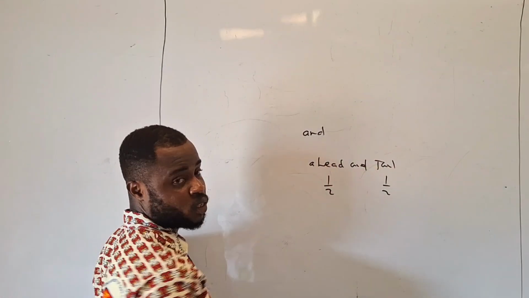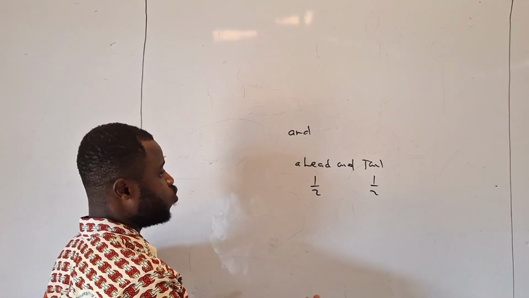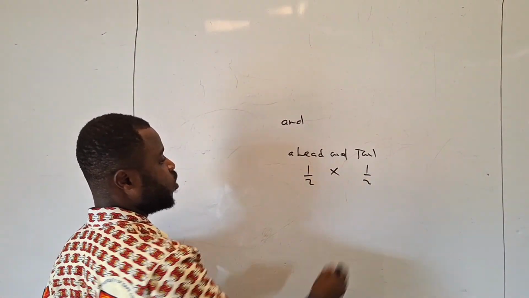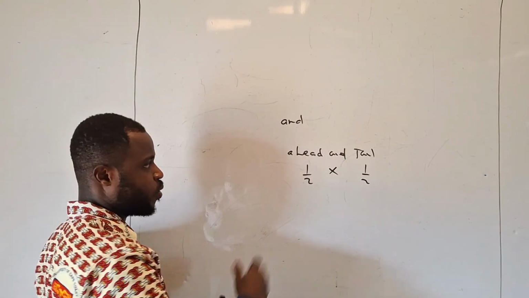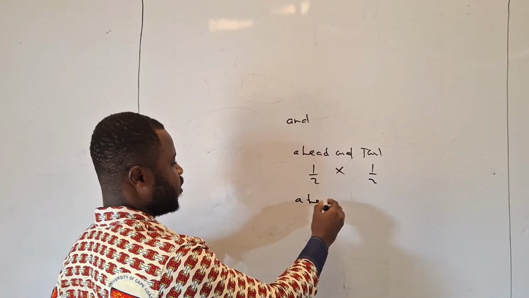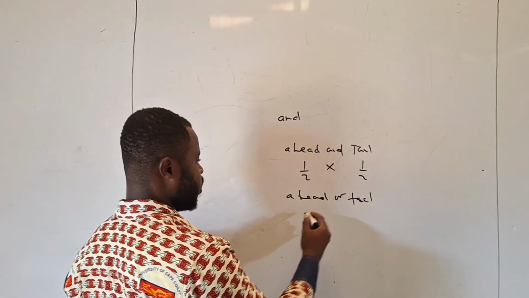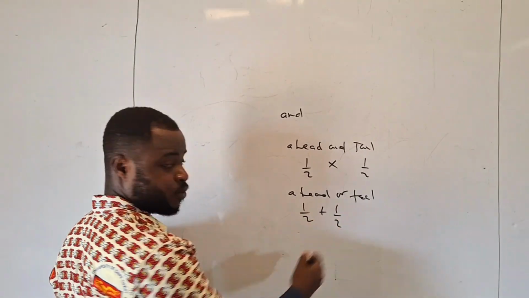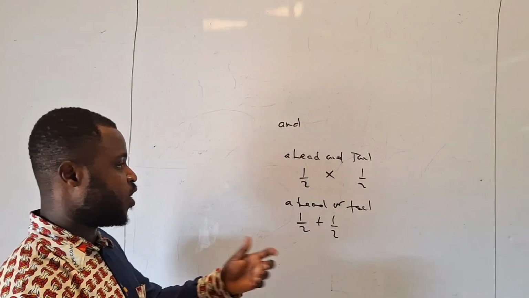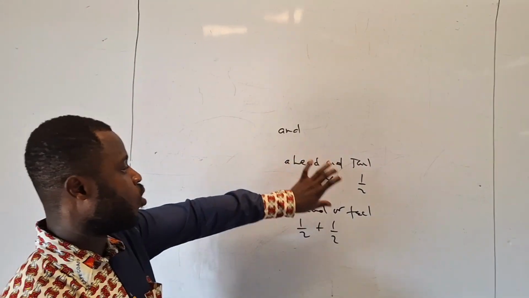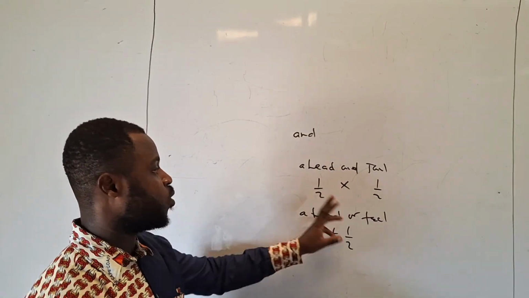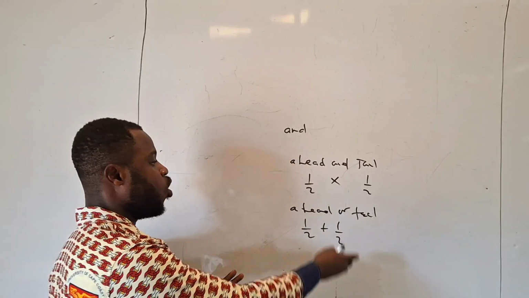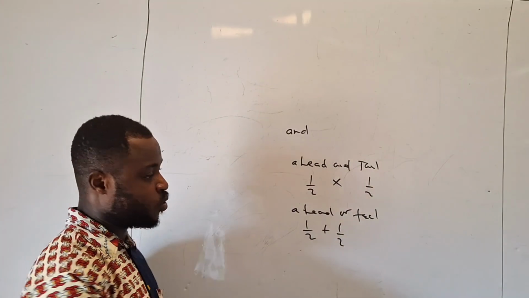Now, when we ask this question together, what do we do? When we hear and, we multiply the two events. Or what's the probability of obtaining a head or a tail together? So this one, 1 on 2, this one we add. So when they ask you events involving or and and, when we hear and, we multiply the two events, and or we add the two events to get our answer.